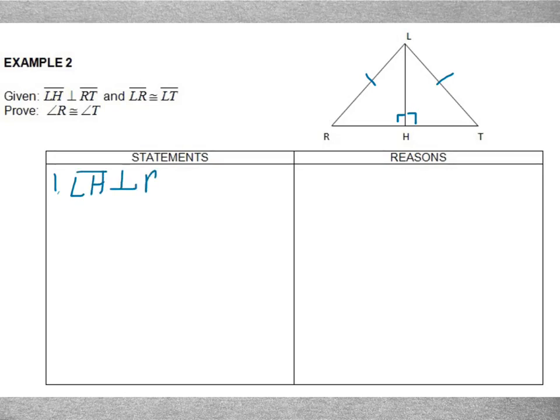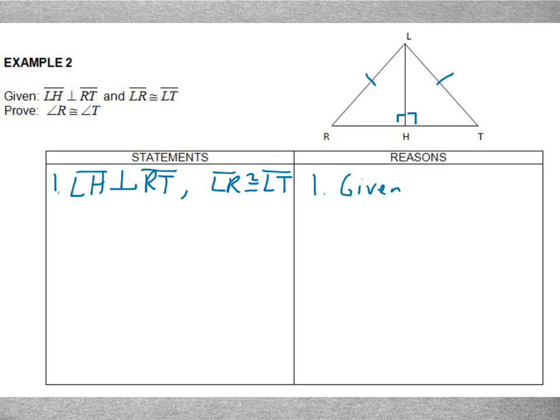So LH is perpendicular to RT, and LR is congruent to LT. That's given. Before I can prove that angle R is congruent to angle T, I need to show that those two triangles are congruent. So, which method could I use?